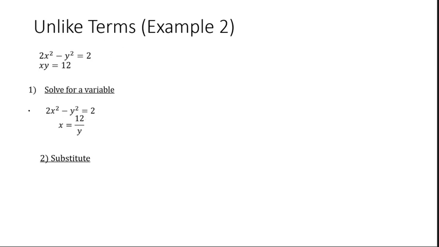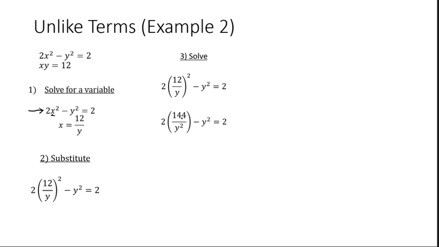So the first equation right here, in place of x, we're plugging in a 12 over y. So instead of 2 times x squared, we have 2 times 12 over y squared. And then the minus y squared equals 2 after that. All right, so from here, once we have substituted, now we can solve that equation. So you take that equation, and we can square the 12 and the y to get 144 over y squared. And then we can get rid of the y squared in the denominator. To do that, we can multiply every part of the equation by y squared.